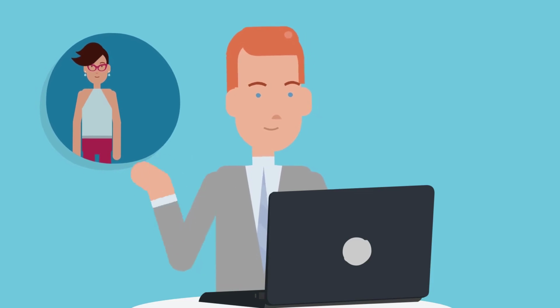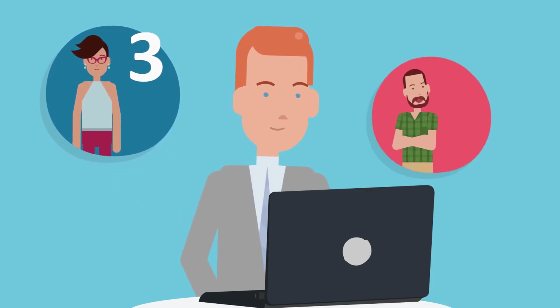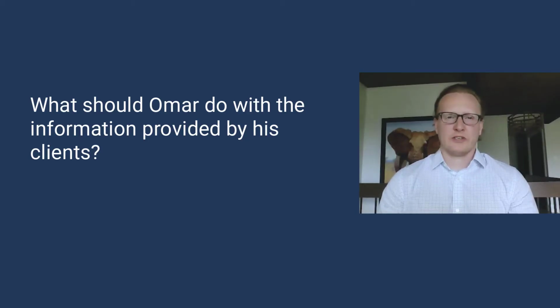Omar's search of Alice shows 3 results showing property located in Vancouver. Omar's search of Jacob has no results. What should Omar do with the information provided by his clients?